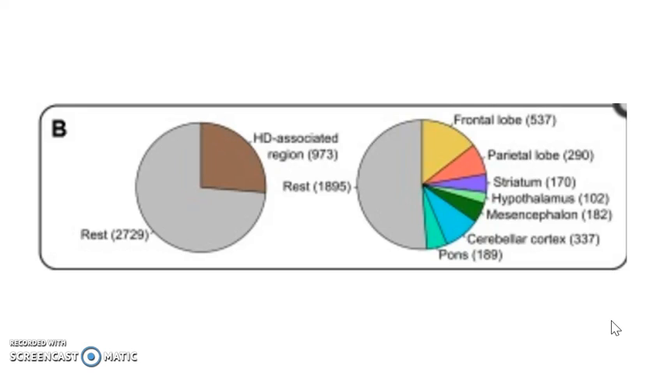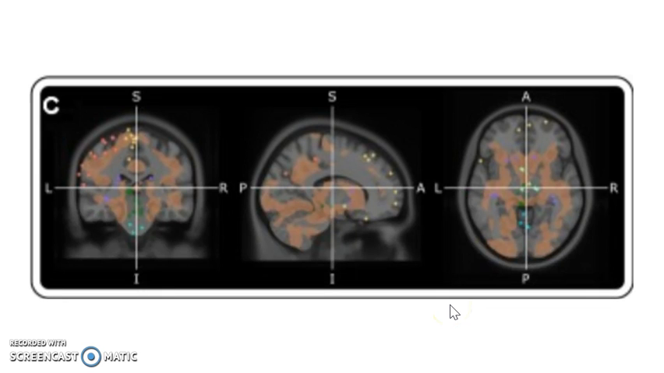Part B shows samples of co-expression networks found in HD-associated regions of the brain compared with the rest of the brain. And the second image shows samples found in other anatomical structures of the brain, again compared with the rest of the brain. Section C shows the mapping of the Allen Human Brain Atlas, which maps gene expression in healthy brains. And some of the samples mentioned in Part B are placed in the anatomical structures in and out of the HD-associated region.